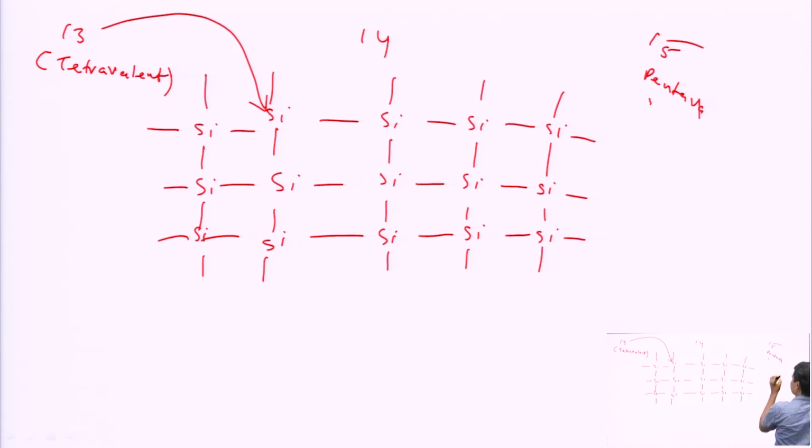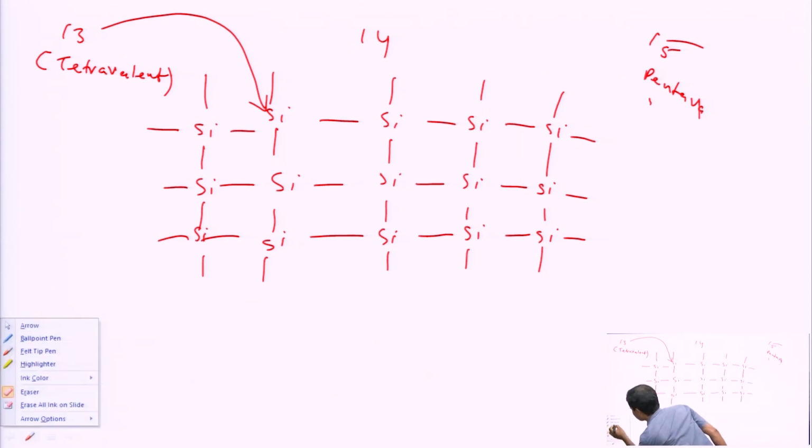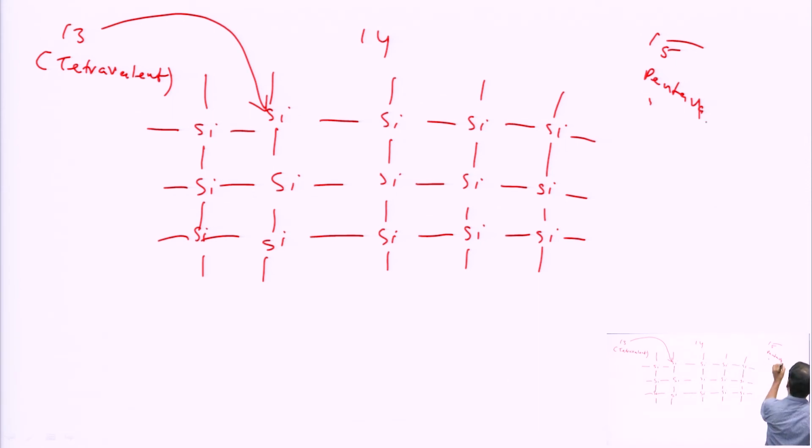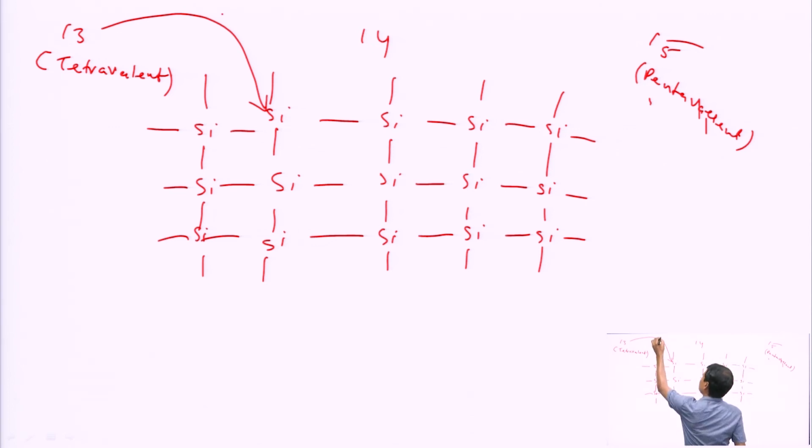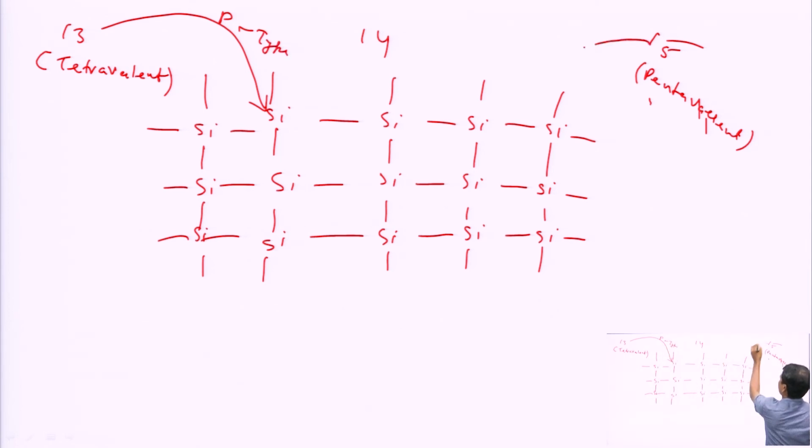And the other is pentavalent, which means a 5 electron system. When this pentavalent group 15 element goes into this crystal, it will have 5 valence electrons, and the trivalent will have 3 valence electrons. When group 13 is mixed, it will become a p type semiconductor. I will discuss it in the next slide. And when group 15 is mixed into the crystal, it will become an n type semiconductor. How, I will discuss in the next slide.